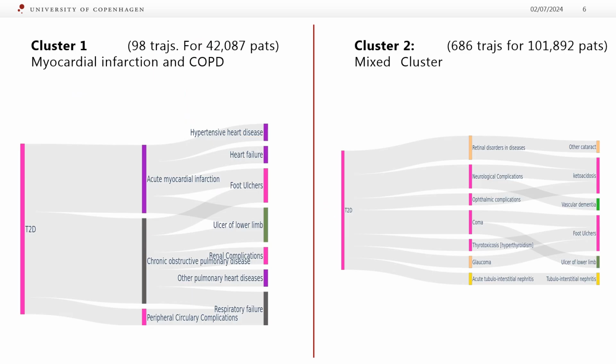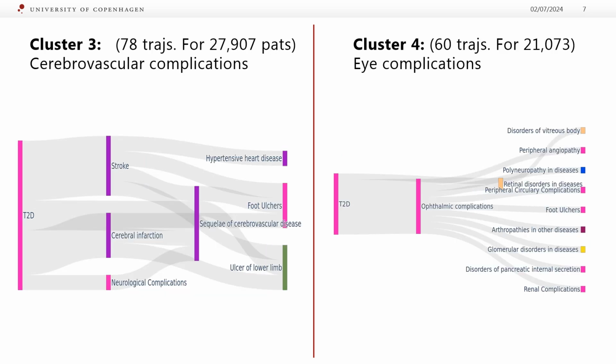In these slides I show what is in my 6 clusters, and I only show the trajectories which have the largest relative risk in each cluster. For cluster 1, all my patients have myocardial infarction or COPD. In cluster 2, it's kind of a mixed cluster. In cluster 3, all my patients have some types of cerebral vascular complications, for example stroke. In cluster 4, all my patients have eye complications.